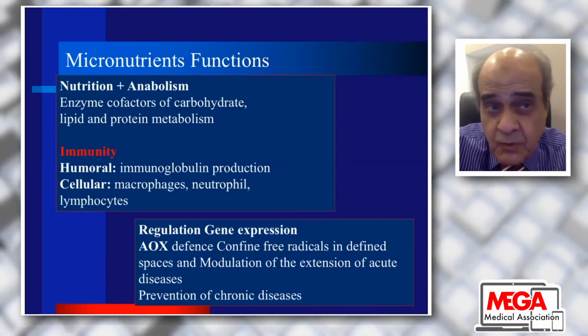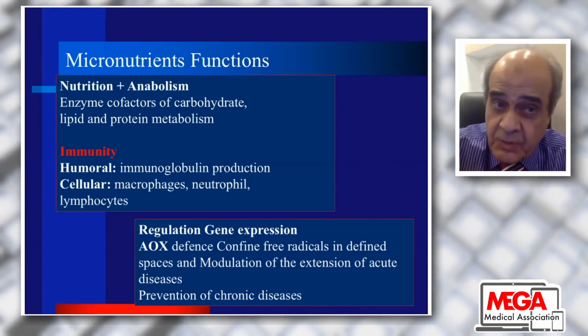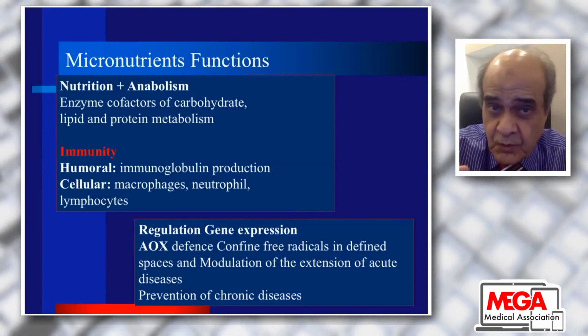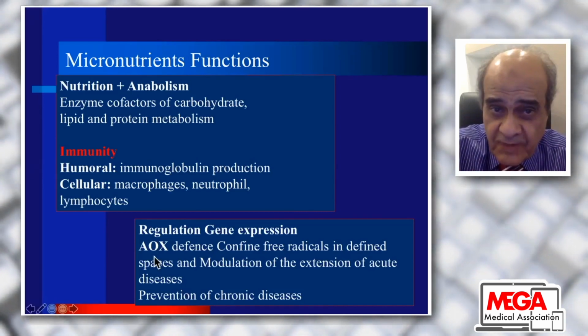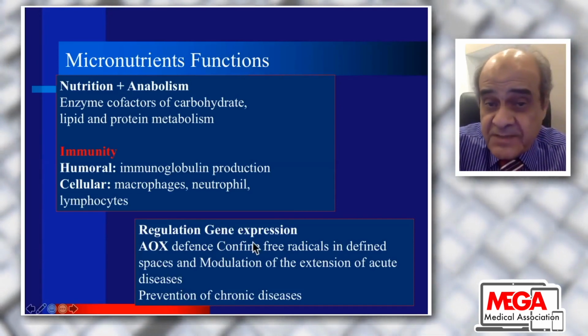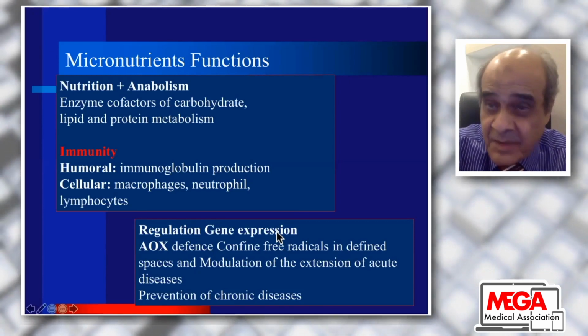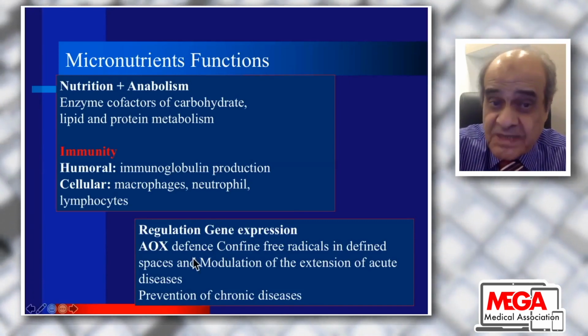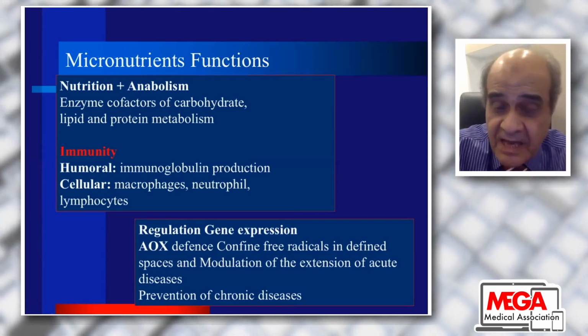They have a good and special role in immunity, especially for humoral immunity, like immunoglobulin production, and also for cellular immunity through macrophages, neutrophils, lymphocytes, and so on. Regulation of gene expression, on and off, is facilitated by trace elements. Also, the antioxidant effect is a very important and mandatory action of trace elements.